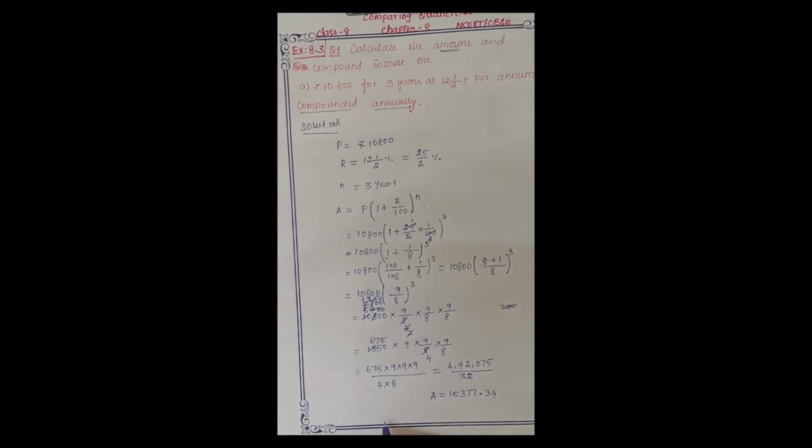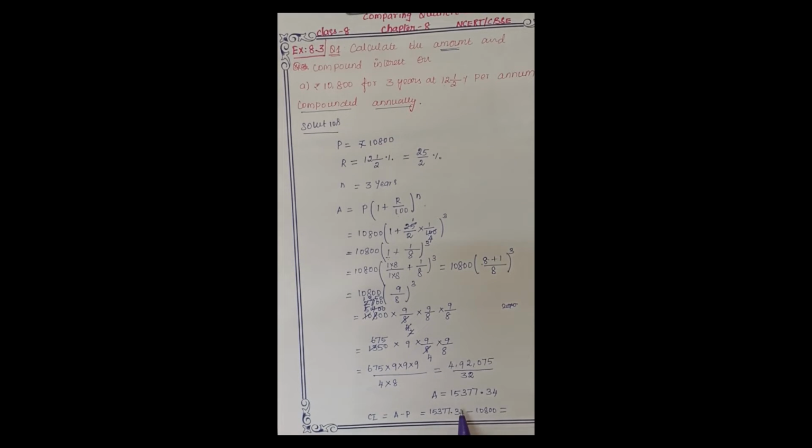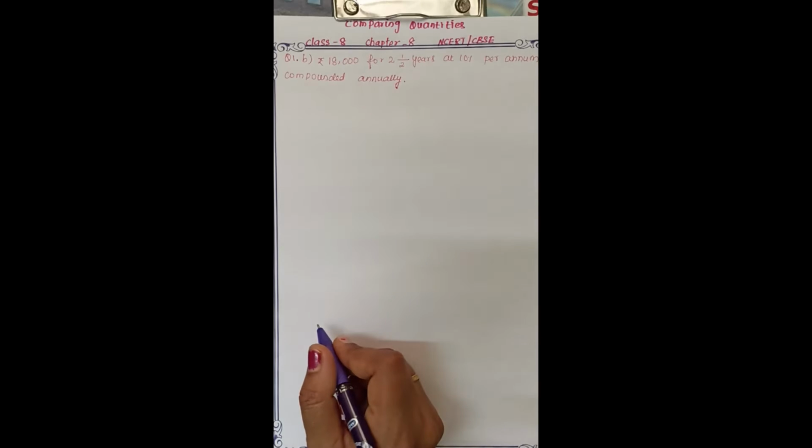Next we need to calculate the compound interest. Compound interest equal to A minus P. Here the amount A is 15,377.34 minus the principal amount 10,800. So if you subtract 10,800 from the amount, the remaining we get is 4,077.34. So this is the compound interest.